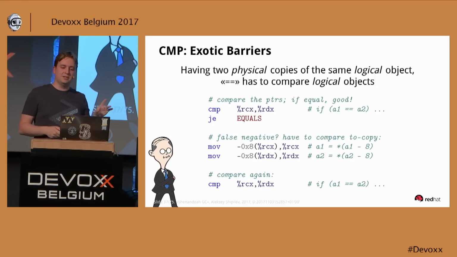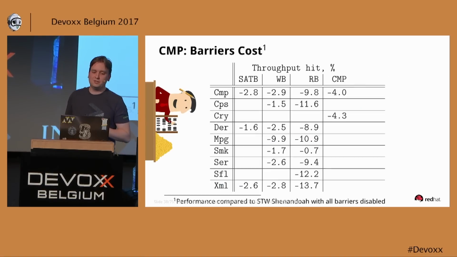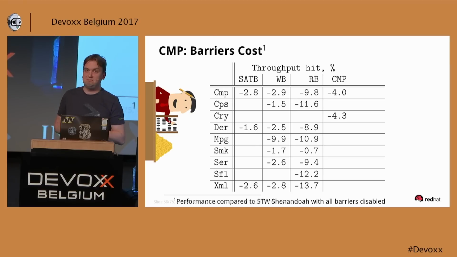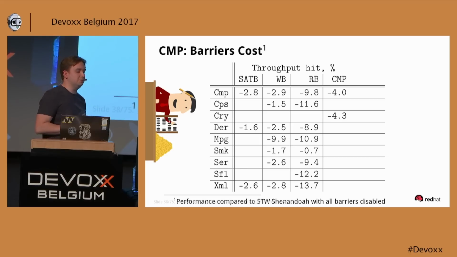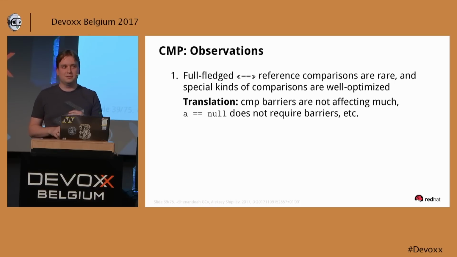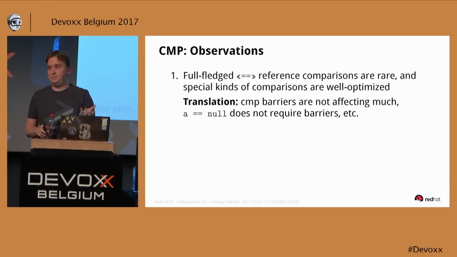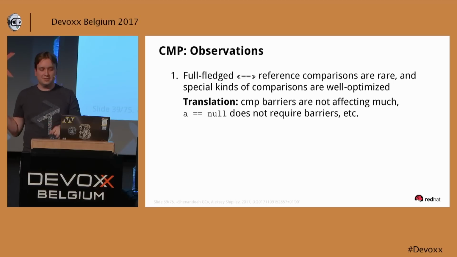What do you think is the overhead of this thing on the real applications? 20%, 10, 5, 3, 2. All right. Turns out only a few applications actually get hit on that, but when they do, you have the throughput overhead. And the observation from that is that full-fledged comparisons are rare. In Java, you are mostly comparing with what? With null. You're mostly comparing with null. In this particular case, read barrier is not needed.